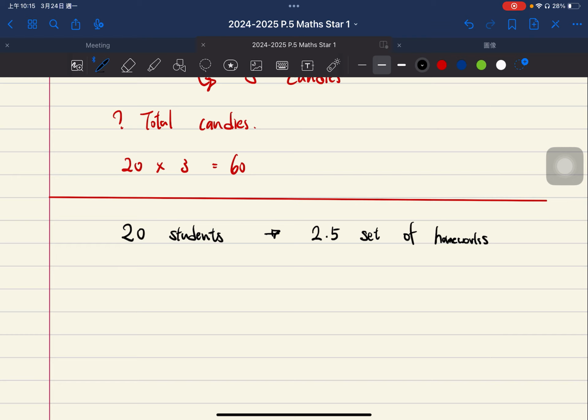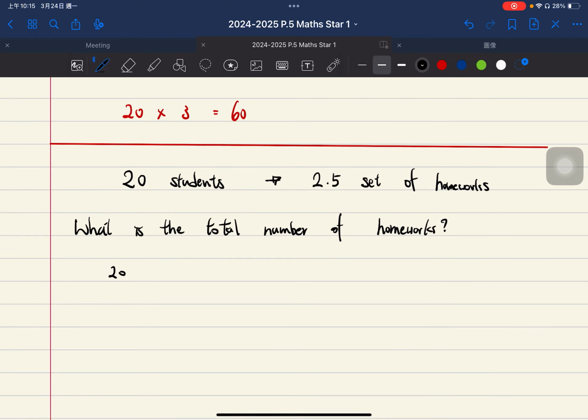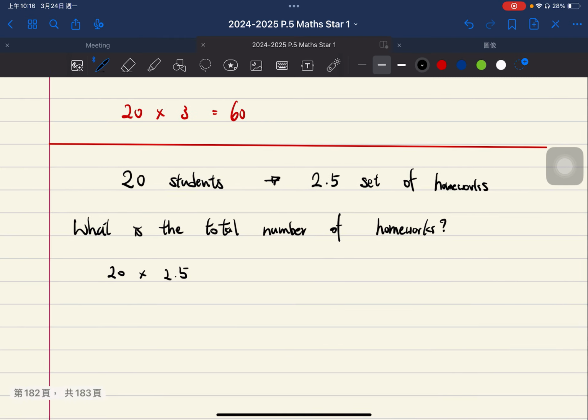Okay, what is the total number of homeworks? Which will be 20 times 2.5. So we multiply, 20 times 2.5. Fill in the zero: 0, 0, 4, 5, 0, 5, 5, 5, which will be 500. Is it 500?